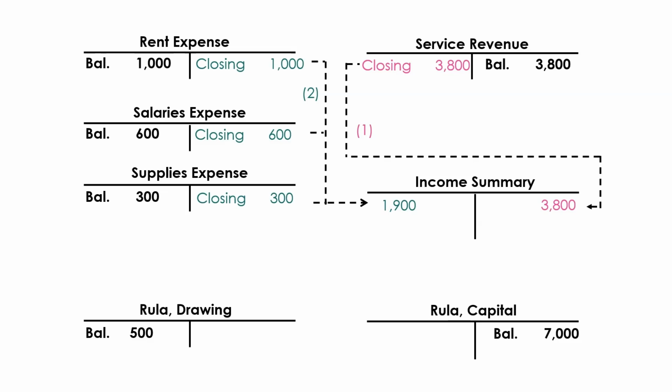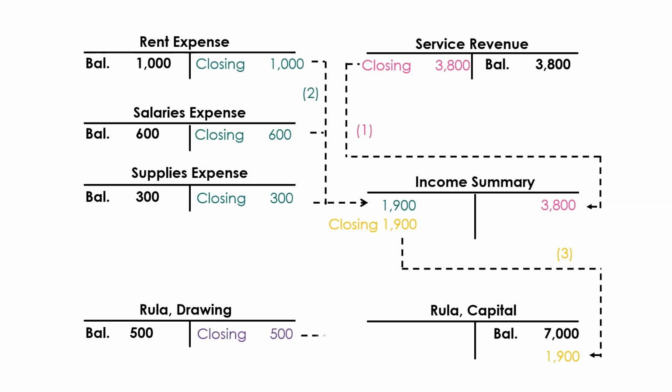At this point, the income summary reflected a net income of 1,900 Jordanian dinars, which we then transferred to Rula's capital account. This action increased the owner's equity for the year. And finally, we closed the drawing account by transferring 500 Jordanian dinars from Rula's capital to Rula's drawing, which indicates the owner's withdrawals during the period. After completing these steps, all temporary accounts now have zero balances, and the capital account displays a final year balance of 8,400 Jordanian dinars, preparing it for the next accounting period.